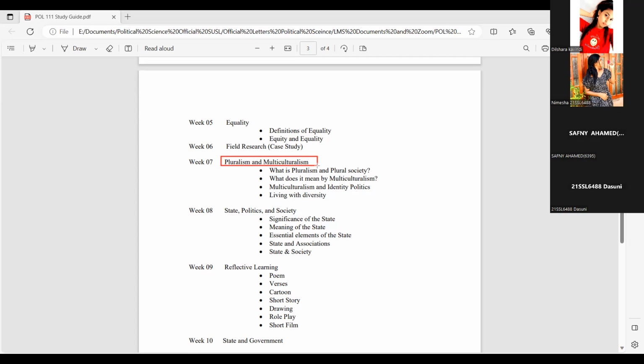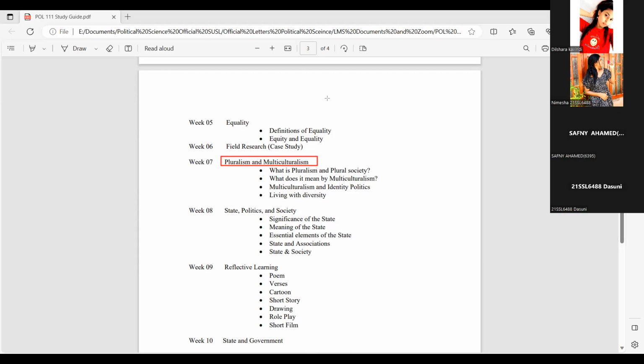Multiculturalism and identity politics, living with diversity, how we can accept the diversity, social diversity, religious diversity, how we can accept cultural diversity, language diversity, linguistic diversity, and all, right?